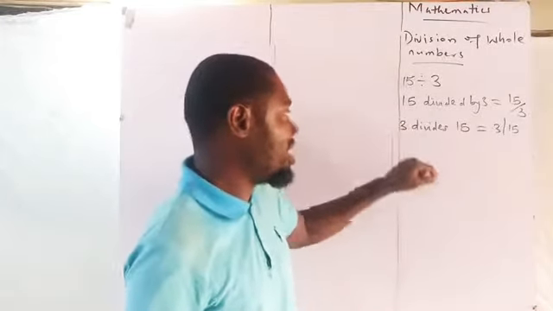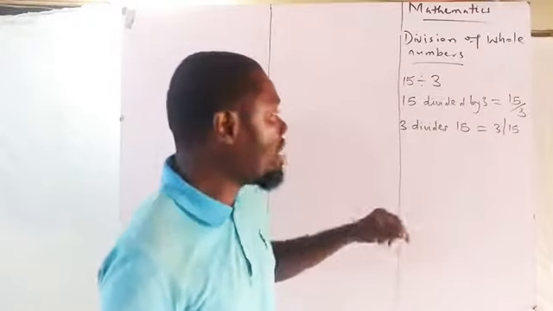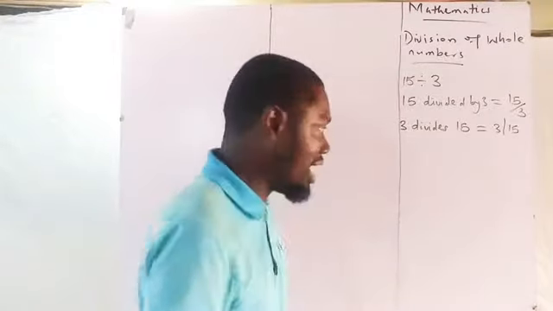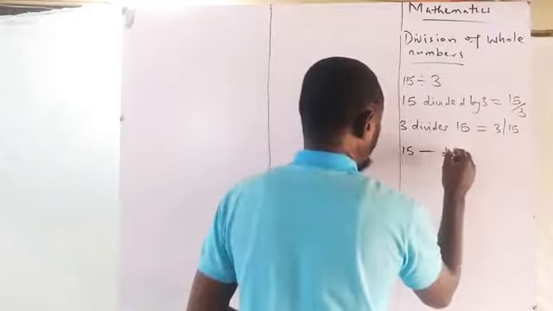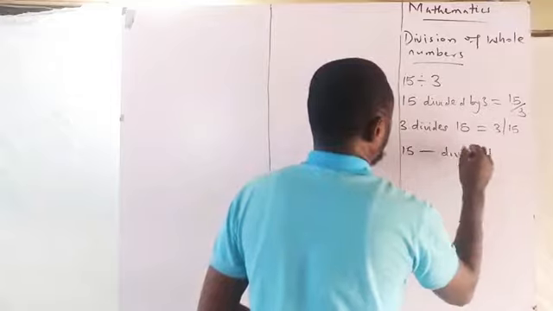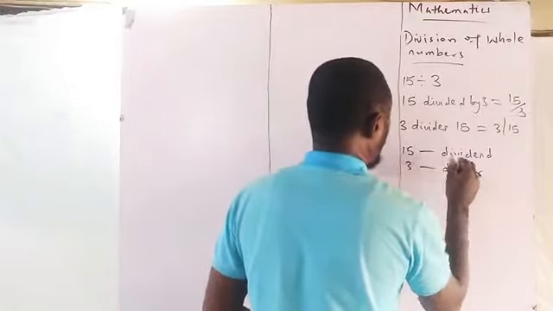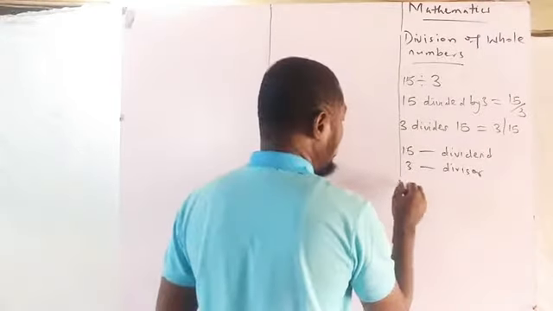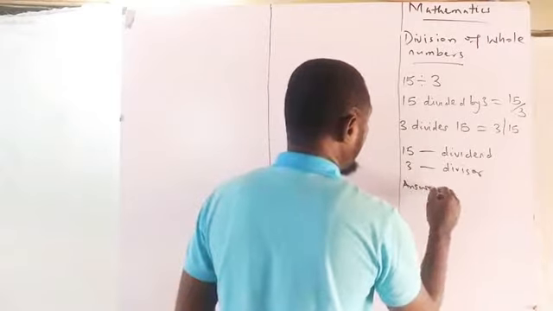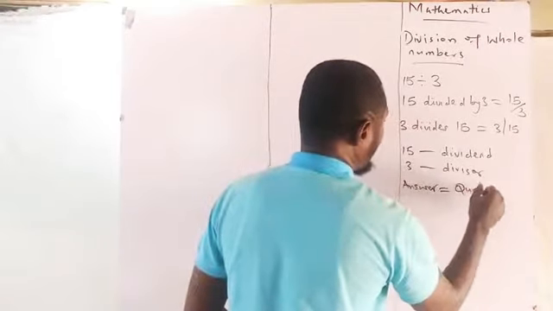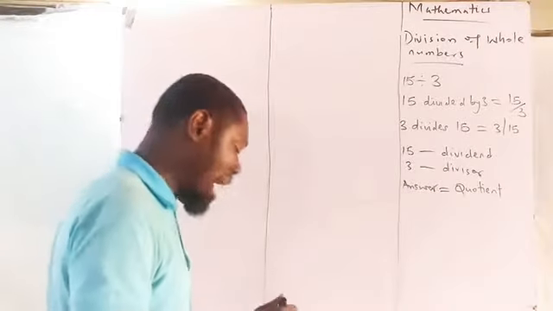15 will always be the up number, and 3 will always be the down number. The up number is called the dividend. So 15 is the dividend. And 3 is called the divisor. The answer we are going to get when we do that is called the quotient. And if there's any remainder, then you write it somewhere.